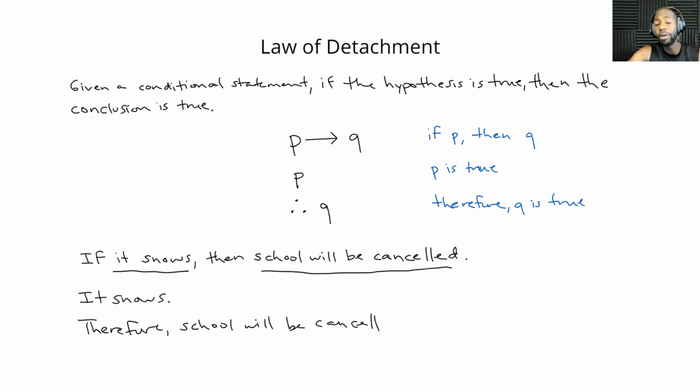And it's probably helpful to label these as you go, okay? So it snows, that's your P, Q, school be canceled. Then it snows, P, so P is true, therefore Q. And so that'll help you to kind of know that this is indeed the law of detachment. Okay. All right. Now let's do another example here.